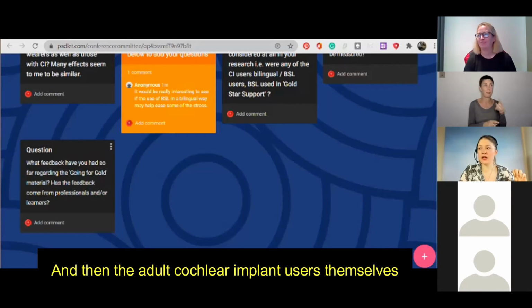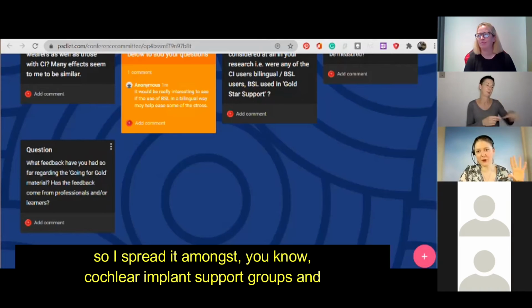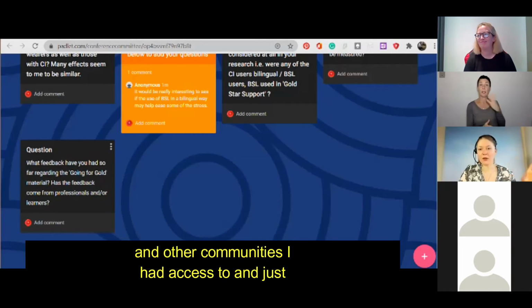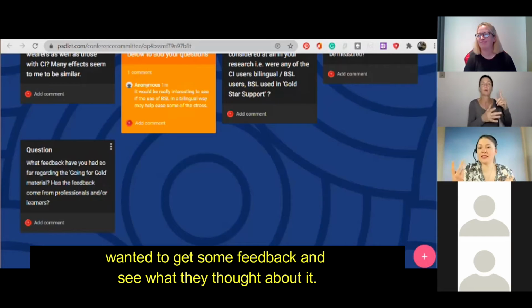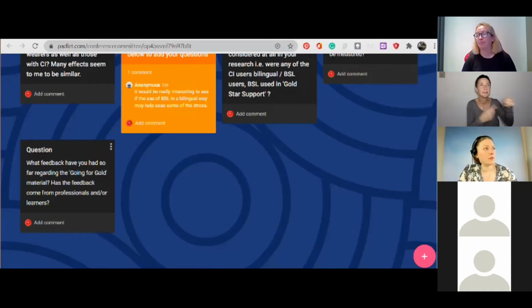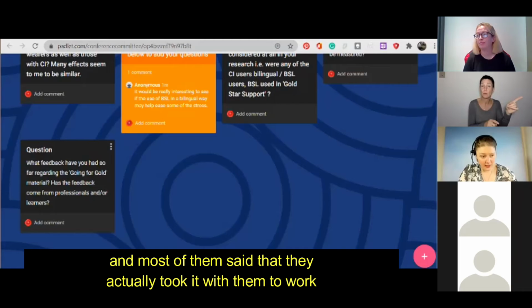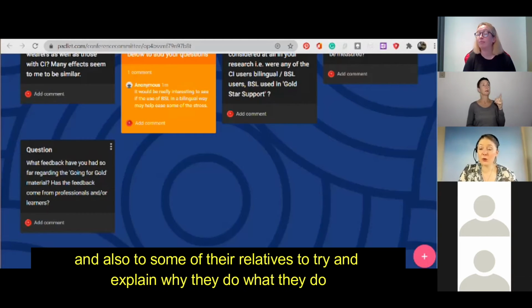And then the adult cochlear implant users themselves. I spread it amongst cochlear implant support groups and other communities that I had access to, and just wanted to get some feedback and see what they thought about it. Most of them said that they actually took it with them to work, and also to some of their relatives, to try and explain why they do what they do.